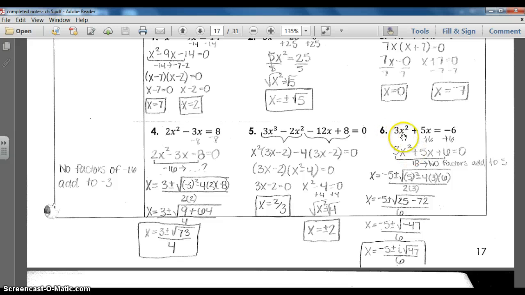And then number 6, again, getting everything to one side, trying to see if we can factor, but there's no factors of 18 that add to get 5. So you're going to use the quadratic formula. Opposite of b, plus or minus the square root of b squared minus 4ac, all over 2a. And then we're going to simplify under the radical. This here is an imaginary since it's negative, so that negative comes out and becomes an i, and we can't simplify the 47. So negative 5 plus or minus i square root 47 over 6 is as simplified as we can get.